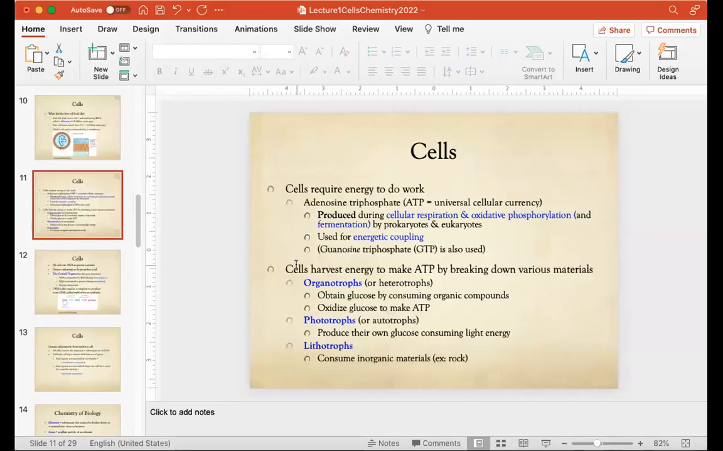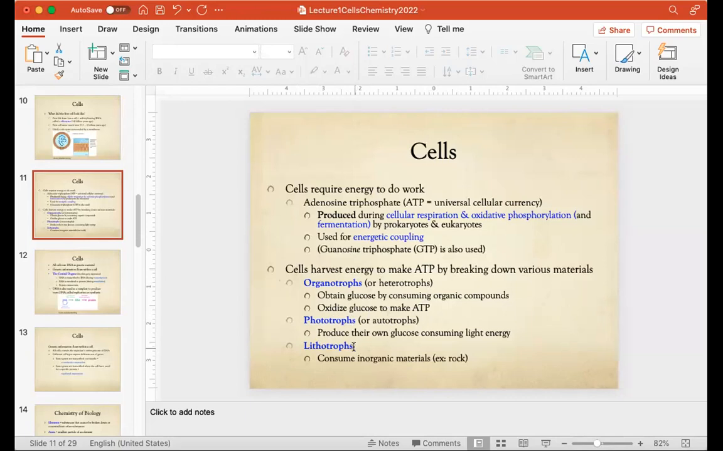So the first term here is organotroph. The other term you'll hear is heterotroph. Those mean essentially the same thing. Then there are phototrophs, and the other term that you'll hear is autotroph. Those mean the same thing. And finally, there's a group called the lithotrophs.